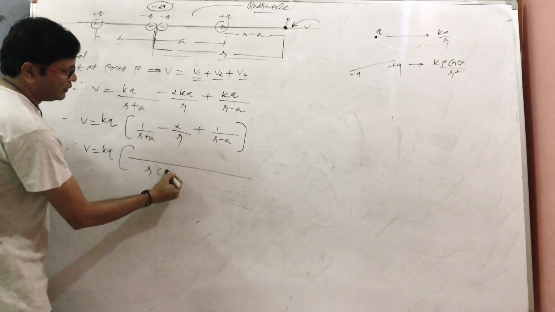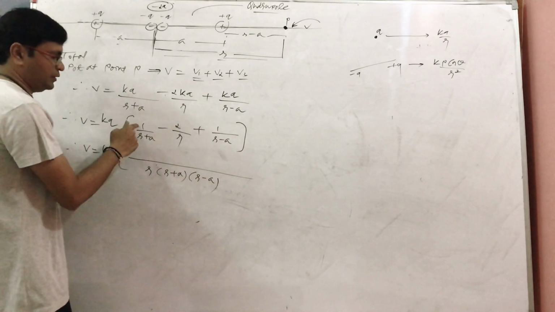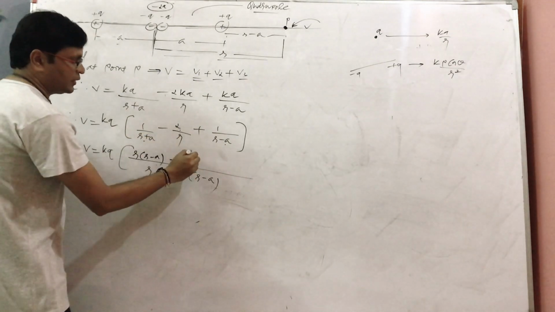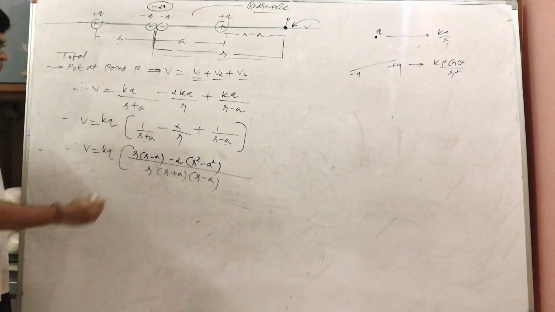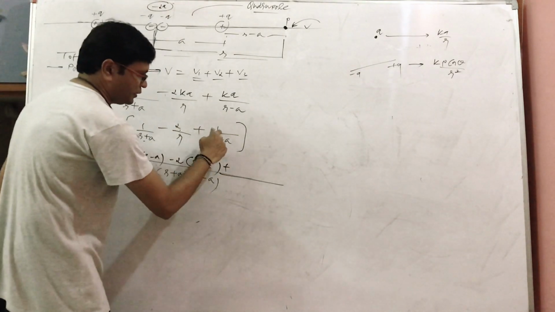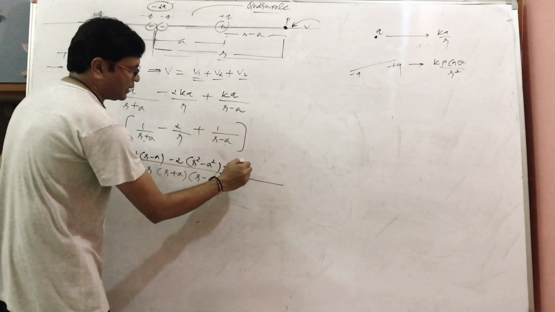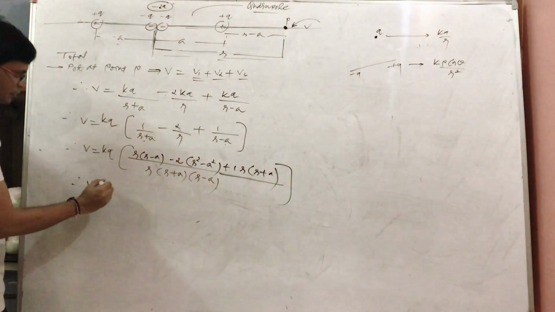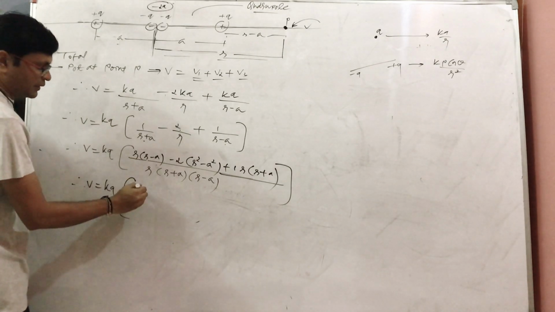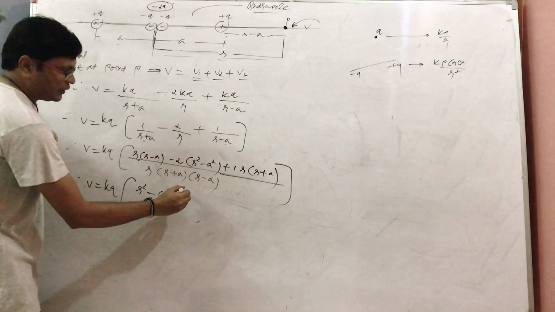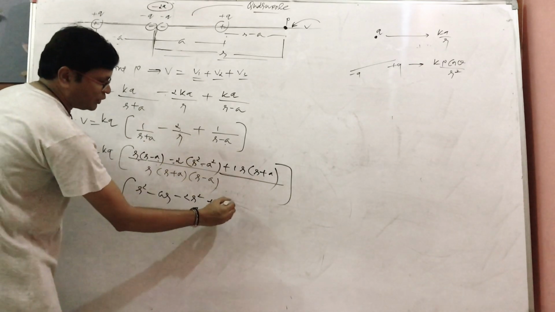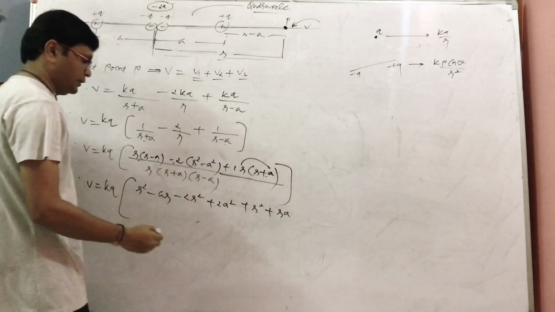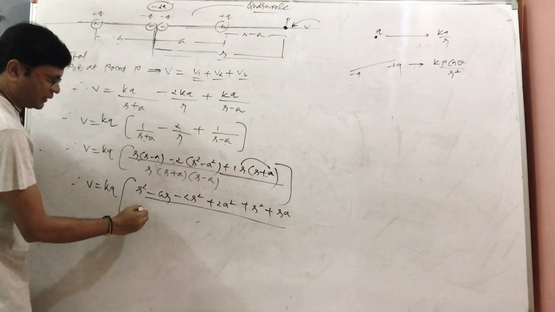If you think about the LCM, it is r plus a, r minus a. Here we have to multiply by r in r minus a. Here minus 2 into r plus a. That means r square minus a square. Here r plus a and r minus a, and here r minus a is already present, so 1 multiplied by r and r plus a. Bracket is completed. So V is equal to kq. Here you can see r square minus ar, minus 2r square plus 2a square, here plus r square plus ra. Ready? Upon, be alert, r cube.